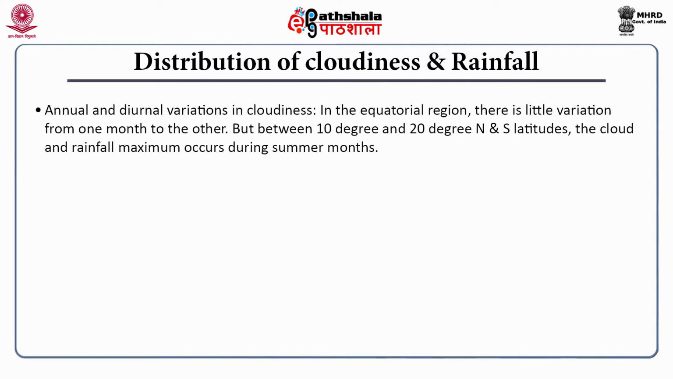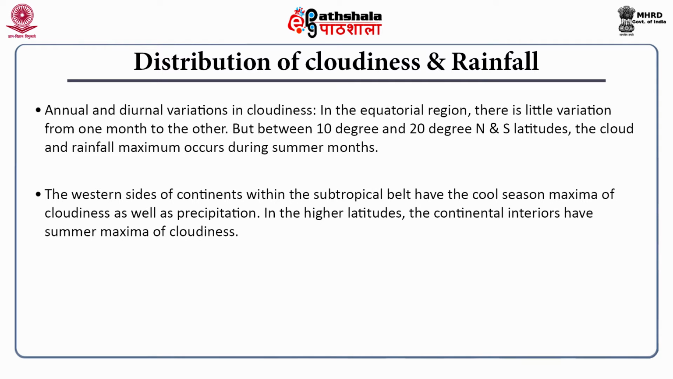Annual and diurnal variations in cloudiness. In the equatorial region, there is little variation from one month to the other, but between 10 to 20 degree north and south latitudes, the cloud and rainfall maxima occur during summer months. The western side of the continents within the subtropical belt have the cool season maxima of cloudiness as well as precipitation. In the higher latitudes, the interiors of the continents have summer maxima of cloudiness.